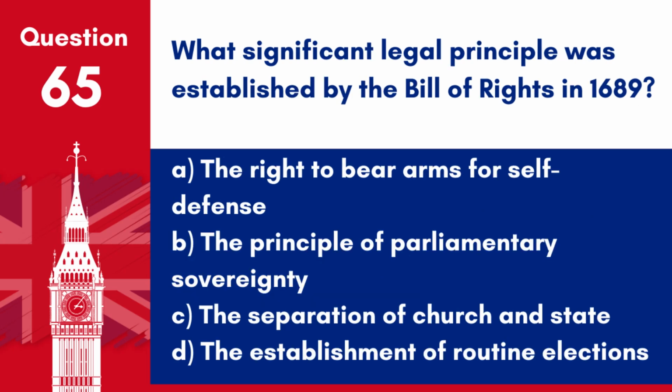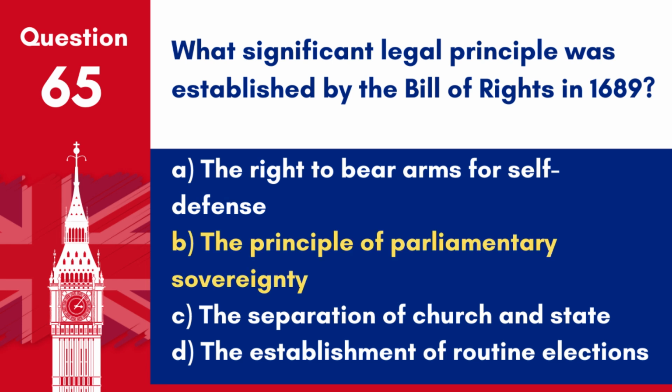Question 65. What significant legal principle was established by the Bill of Rights in 1689? A. The right to bear arms for self-defense. B. The principle of parliamentary sovereignty. C. The separation of church and state. D. The establishment of routine elections.